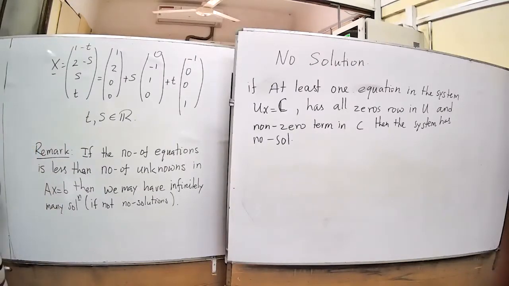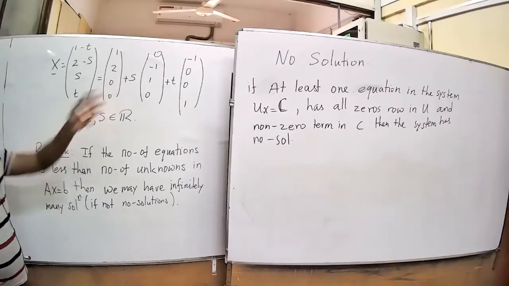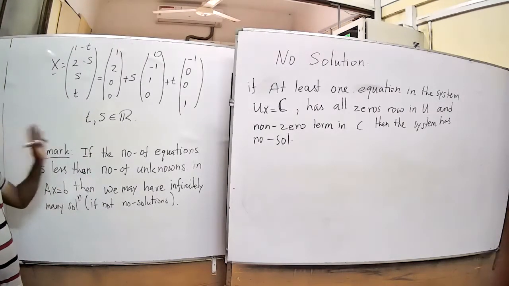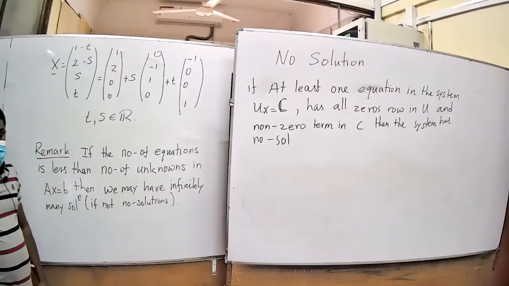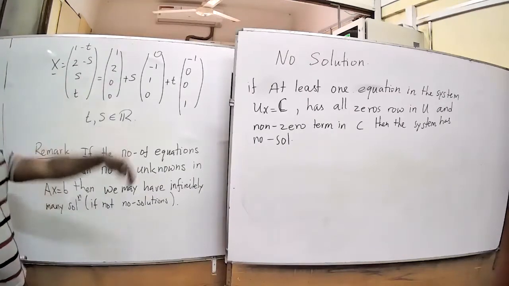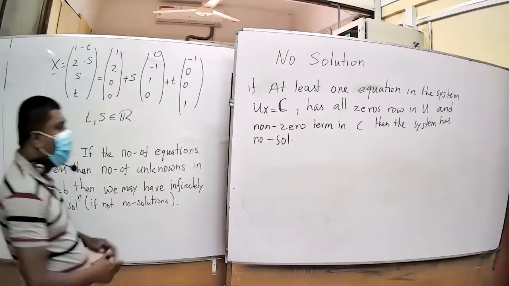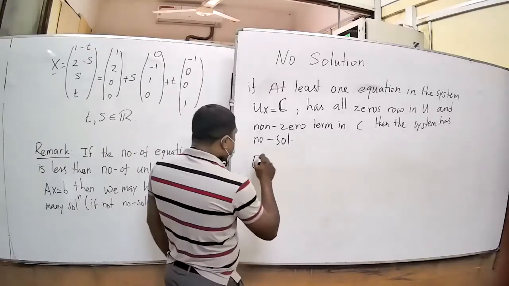If you ended up with an equation 0 is equal to not 0, right? So here the same thing holds for this case. After converting the system into Ux equal to z, if you have zeros on a row in the U matrix and a non-zero term on the right hand side, then clearly you can say that the system has no solution, right? So this is an example.